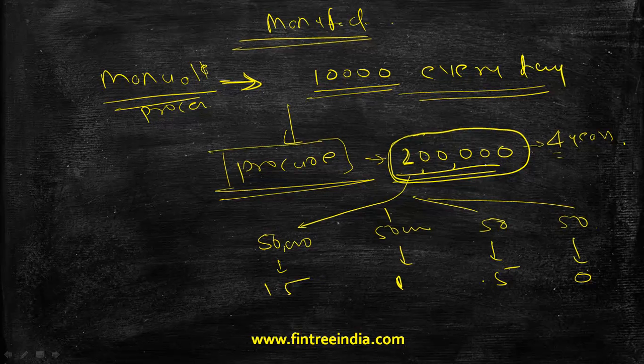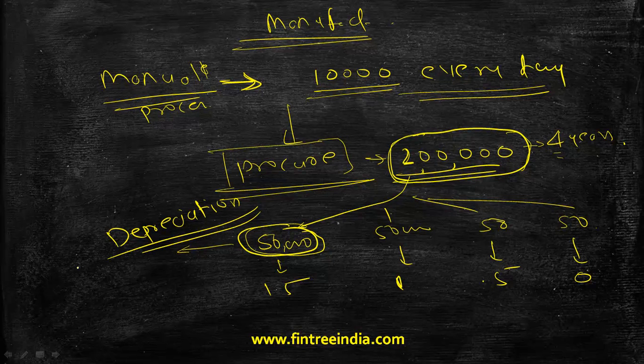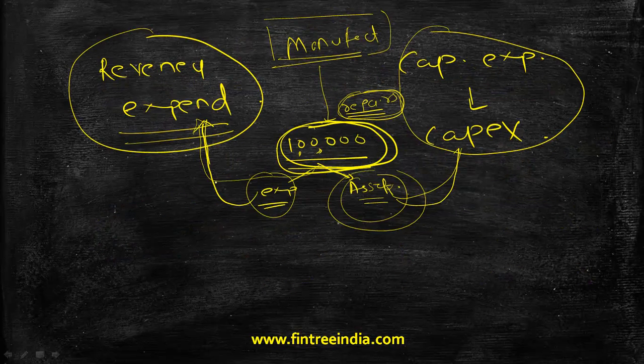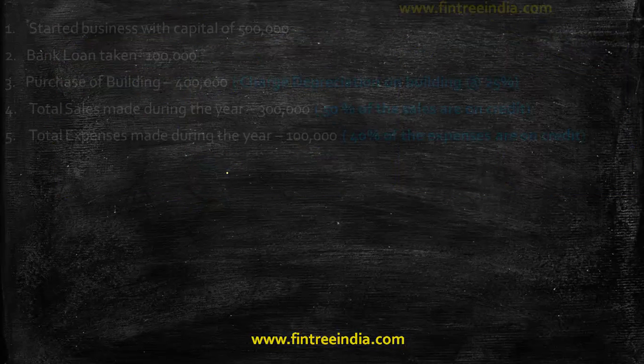Now, the fact that we are reducing the value of the asset every year due to the wear and tear or use of the asset, this reduction in the value of the asset is called depreciation. So what is depreciation? Depreciation is the reduction in the value of an asset. Now, once we've understood depreciation, let's go back and give treatment to this particular accounting transaction.